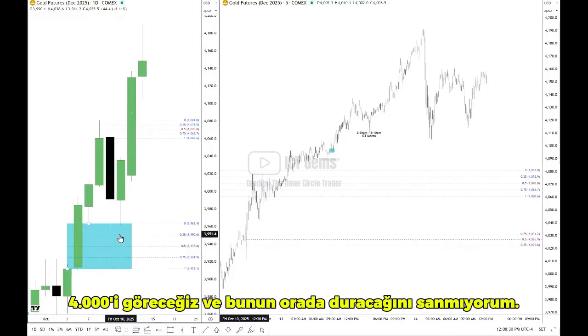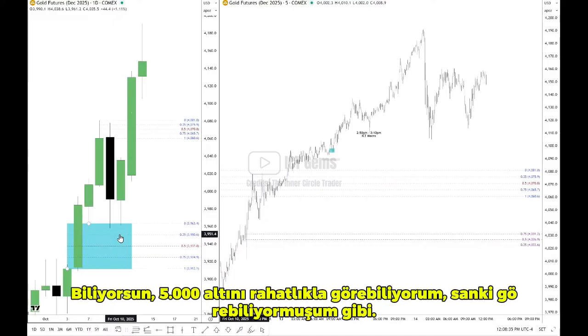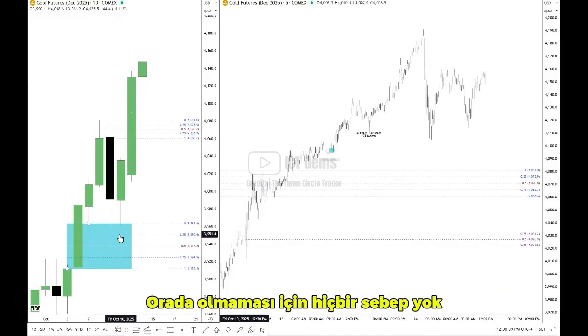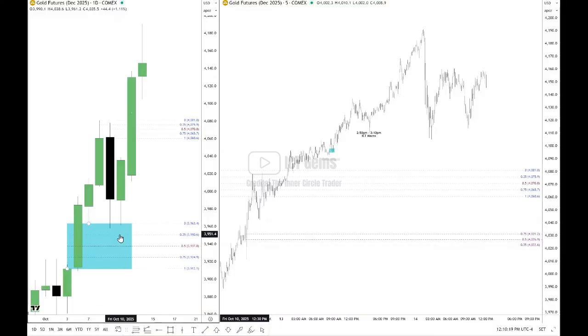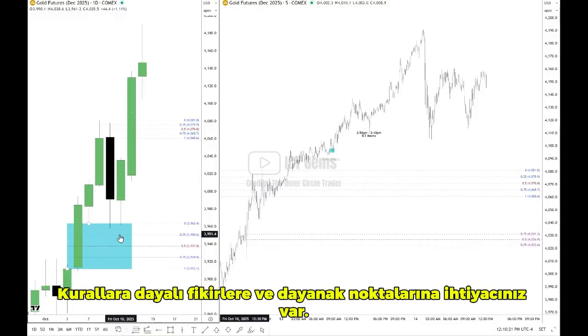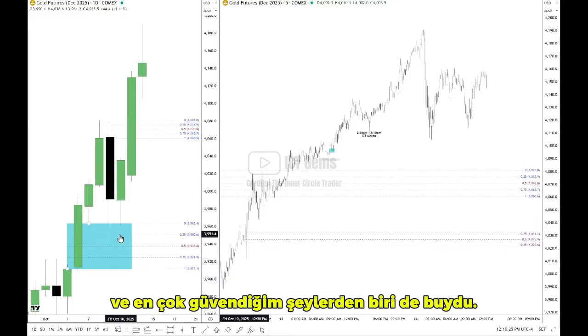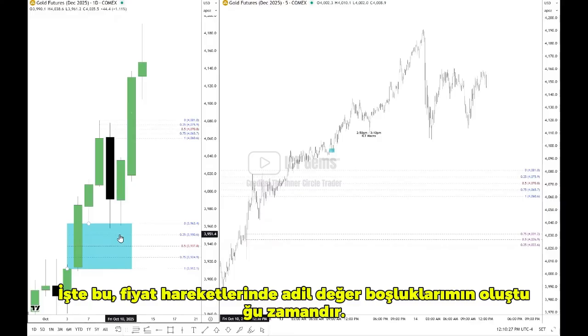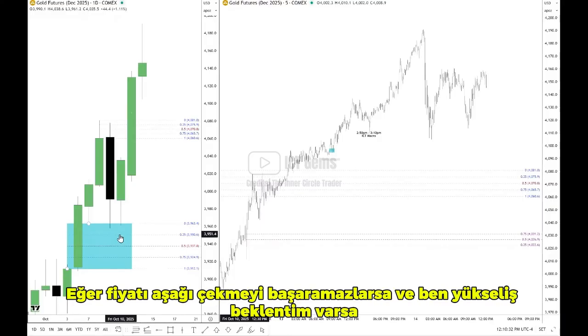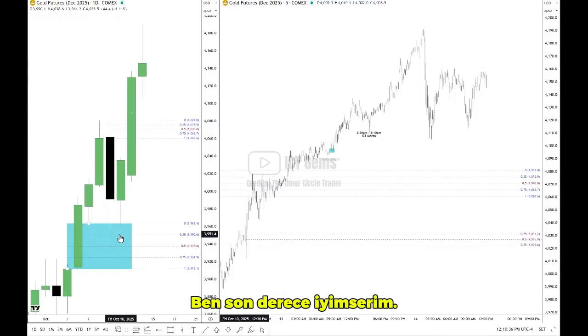So we're going to see 4,000, and I don't see it stopping there. I see 5,000 gold easy. Like I see it. There's no reason for it not to be there. You need to have rule-based ideas and things that you lean on that you can trust. And one of the things that I found the most trust in is when my fair value gaps form in price action. If they can't draw price down into them and I'm bullish, I'm wildly bullish then.